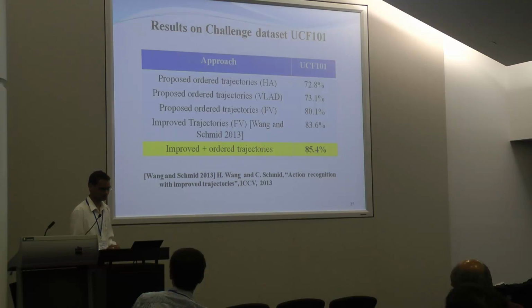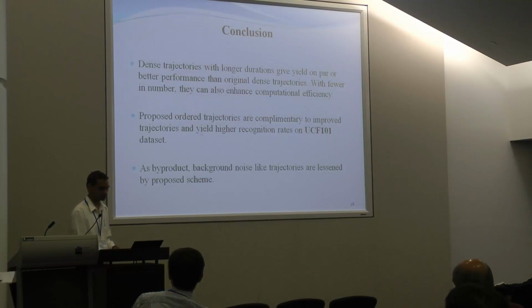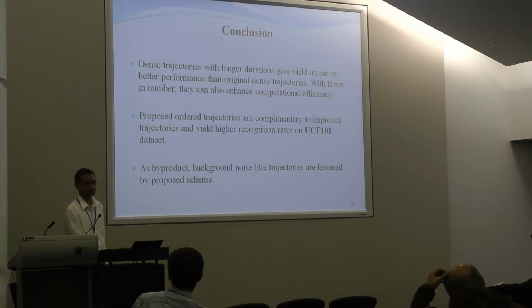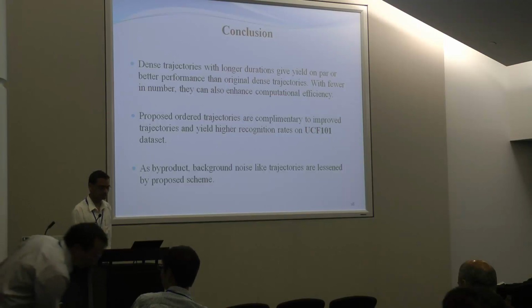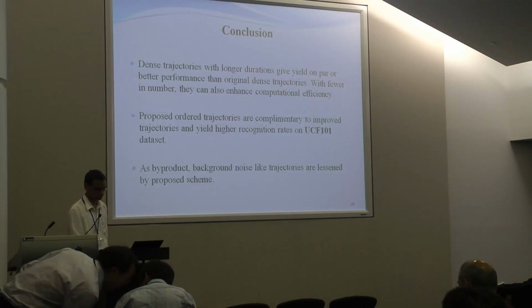So the conclusion we can say is that dense trajectories with longer duration can definitely yield on par or better performance than dense trajectories, and this can be a very good tool for saving computation resources. And the proposed order trajectories are also complementary to the recent improved trajectories and have yielded very good recognition rates on the challenge dataset. And as a byproduct, noise-like trajectories are also lessened. Thank you.